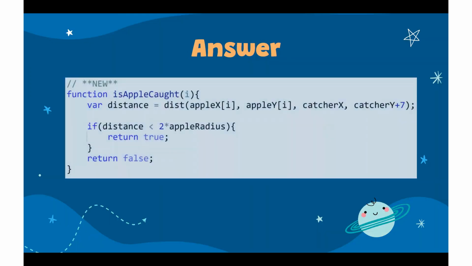All right, and this will be our answer for our isAppleCaught function. So we're going to have a distance, and we're going to set it equal to the dist function of the apple's x coordinate, the apple's y coordinate, and the catcher's x and y coordinate. Then, if the distance is less than 2 times the apple radius, or the diameter of the apple, then we're going to return true. Otherwise, we're going to return false.